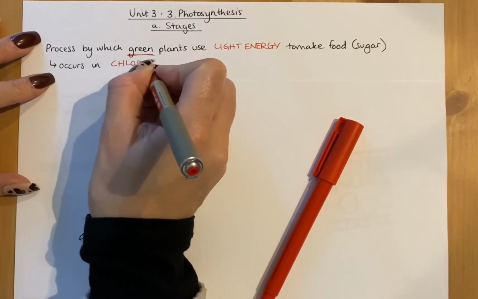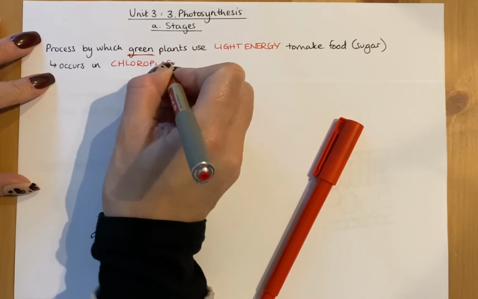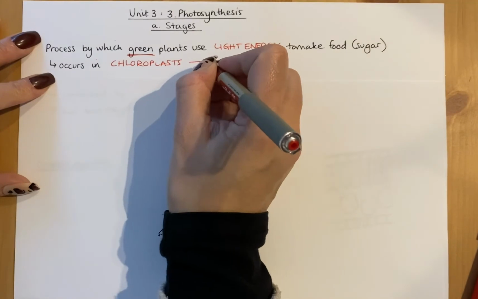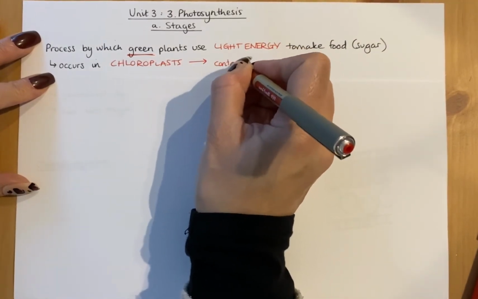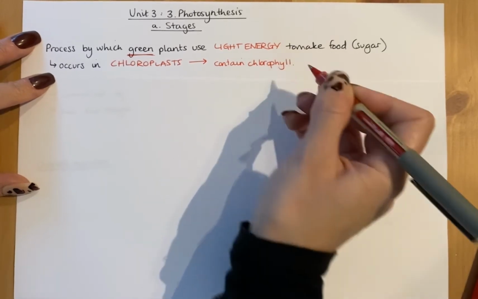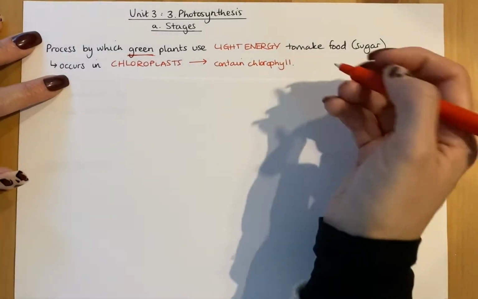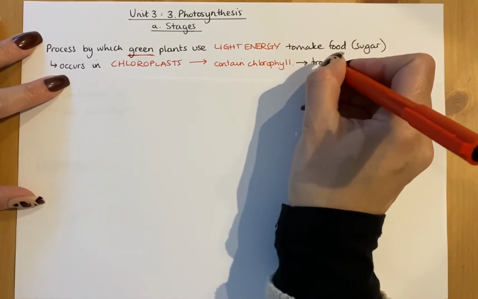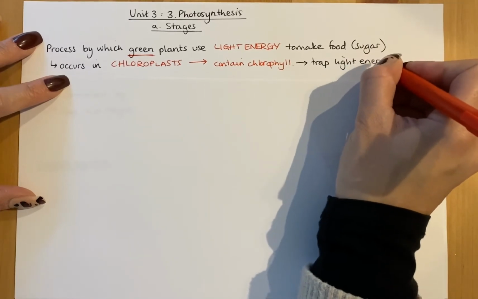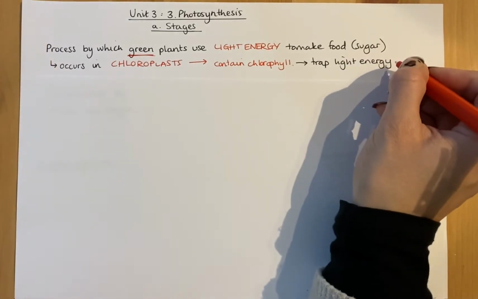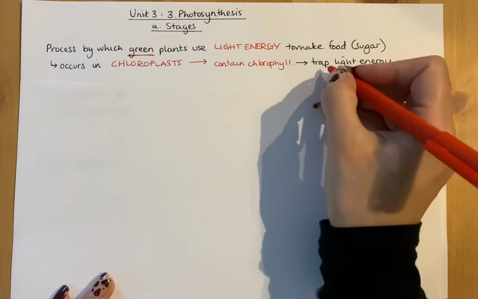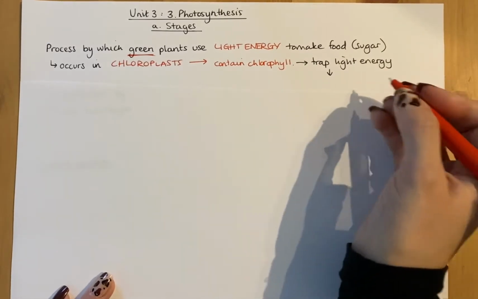Again, this should be a revision from the earlier part of National 5. In particular, the chloroplasts contain chlorophyll. The purpose of that chlorophyll is to trap light energy, because that light energy is then used later in the process. That light energy normally comes from the sun. That light energy is then converted into chemical energy.